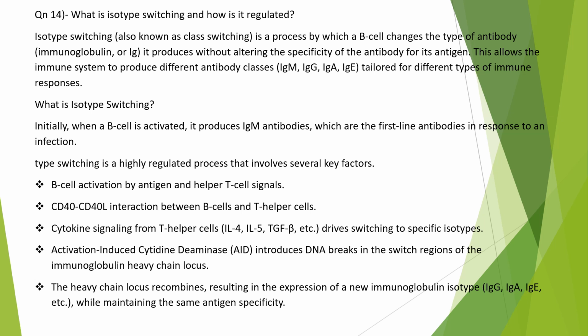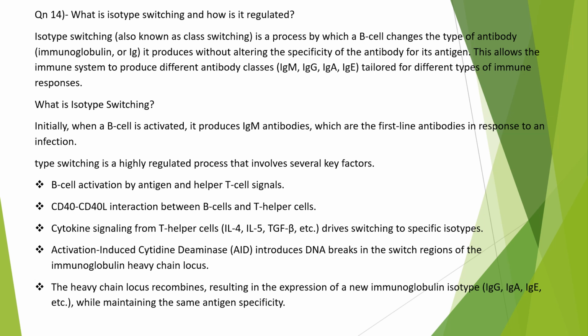So question 14 says, what is isotype switching and how is it regulated in the immune system? So isotype switching, first, its definition: it's when a B cell is activated and it produces immunoglobulin M antibodies, which are the first line antibodies in response to an infection. We all know that immunoglobulin M helps us in response to any infection that comes across us.